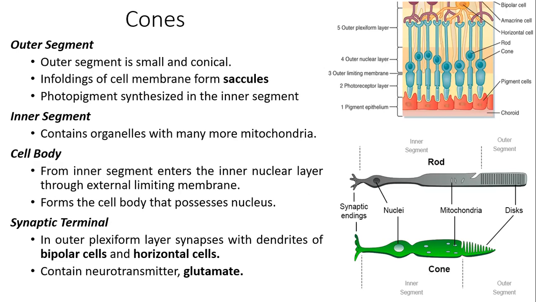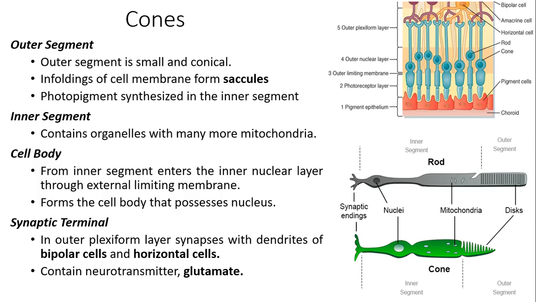So now let's look at the cones, okay? So cones are the outer segment. The outer segment is small and conical, okay? I don't need to go through this because we did discuss it, but just know these are rods and cone cells, and outer segment, inner segment, and synaptic ending. They're just trying to basically differentiate between the two, the cones and the rod cells, as you know. So now the cones' outer segment is small and conical.